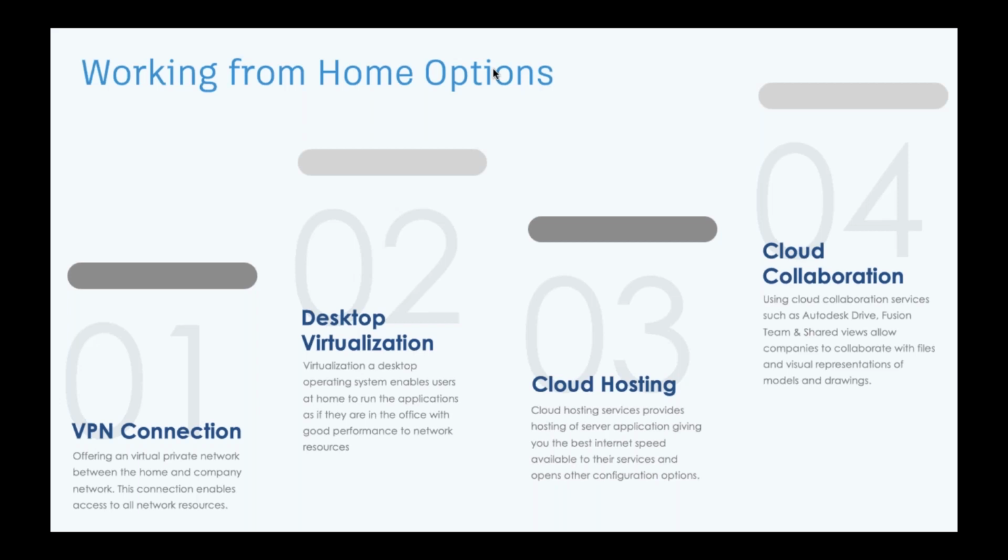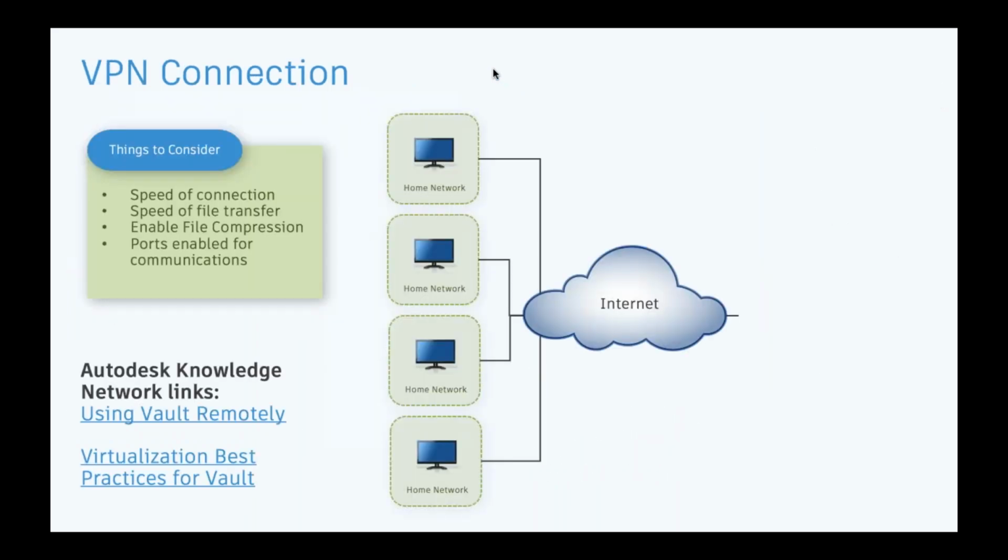And finally, the option that we will spend probably the biggest percentage of time on this call is cloud collaboration. Those are born-in-the-cloud solutions that we will cover shortly. But I wanted to pause on the first two steps. The first one is VPN connection. We have a couple of ideas on how to optimize VPN by archiving and compressing the files.